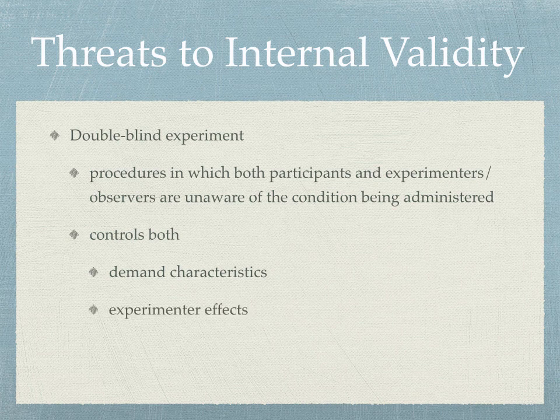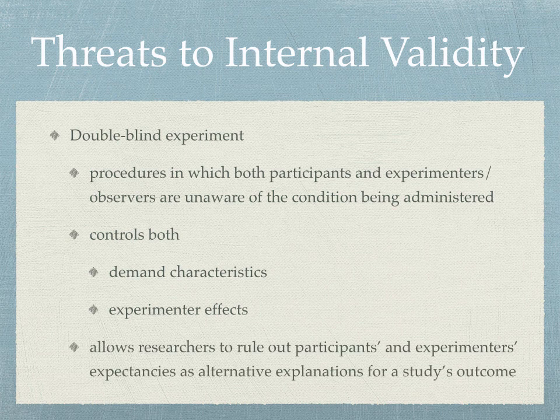It also controls for experimenter effects, because the experimenter doesn't know what condition they're in. And so again, we're able to control that as well. It also allows us to rule out the participant's or the experimenter's expectancies as alternative explanations, because they are controlled for and they had no idea what condition they were in or what condition they were administering to a participant. There's no way that it can be an alternative explanation.